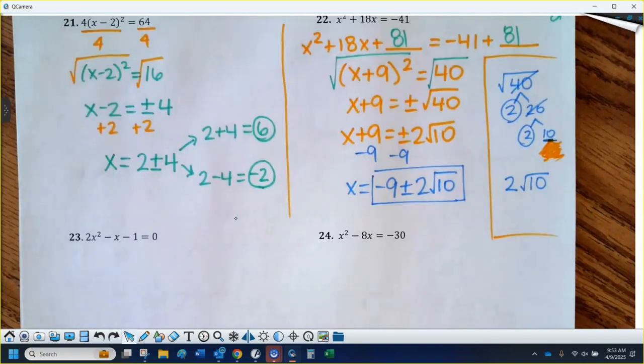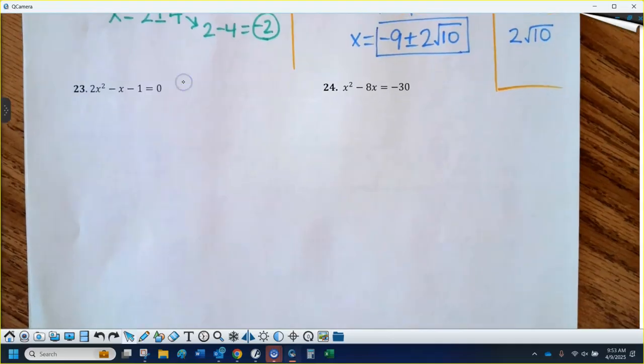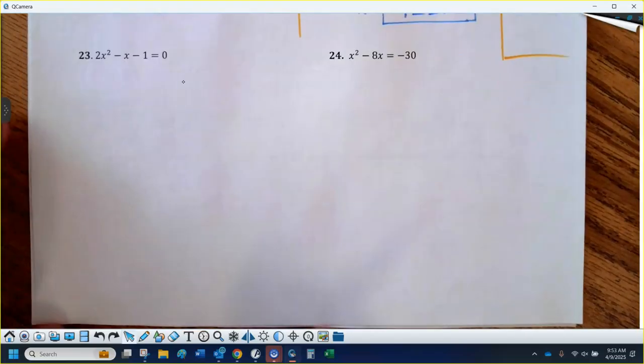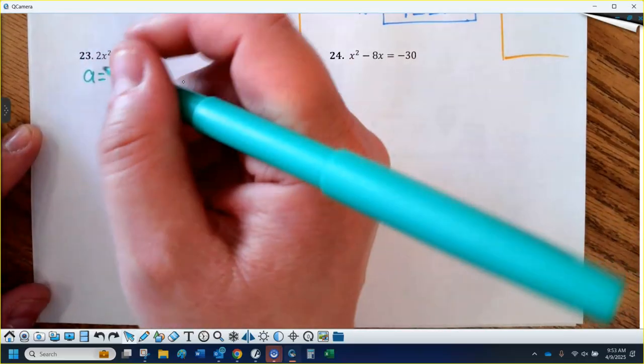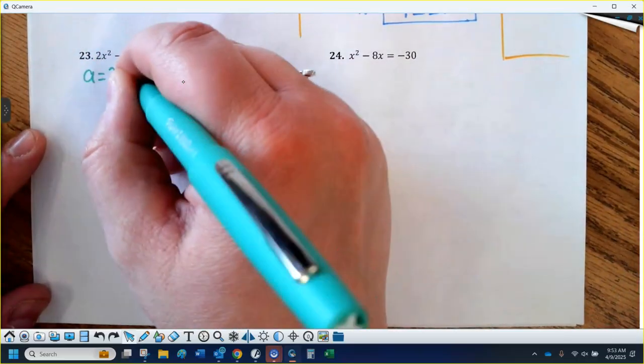Now, for number 23. Okay, the second I see a number in front of the x squared, completing the square is out. Square roots are out here too because we have an x squared and an x. I would recommend quadratic formula on this question because that a value is not 1. If that a value is not 1, do not complete the square. It's going to be a pain in the butt.